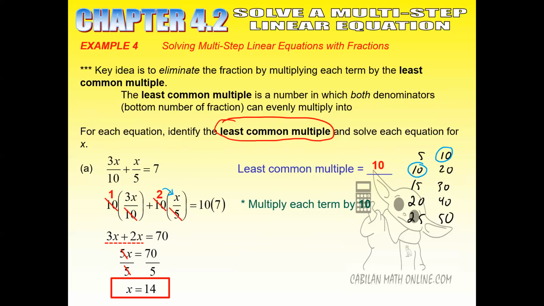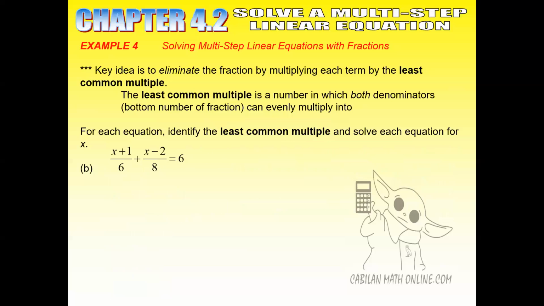So again, when you're looking at the least common multiple, if you're not too sure what it is, look at the two bottom numbers and see what the lowest number is that they have in common. Now, the next example is going to be slightly tricky. I just want to start off with this one because notice that the least common multiple happened to be one of those two numbers there.